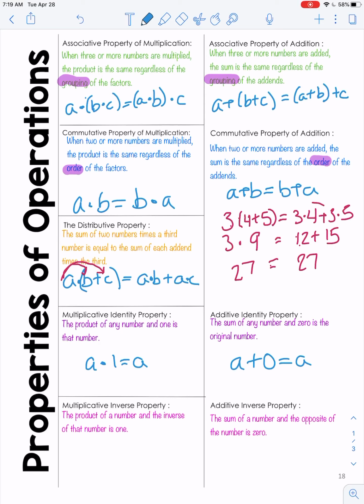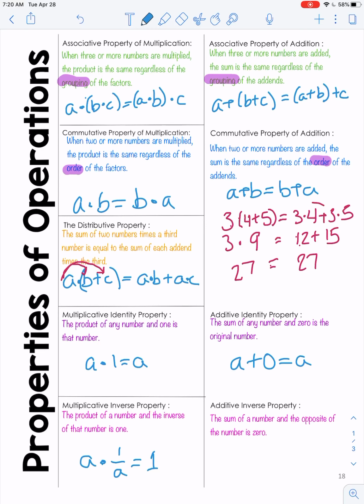Then for our inverse property, we take the product of a number and the inverse of that number, which is 1. So any number times its inverse, or its reciprocal, so 1 over A, equals 1.